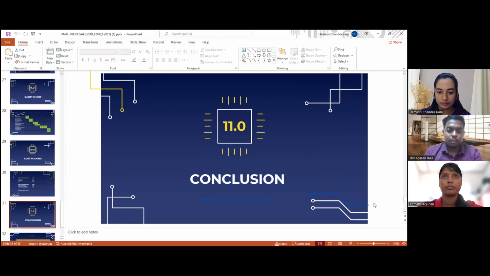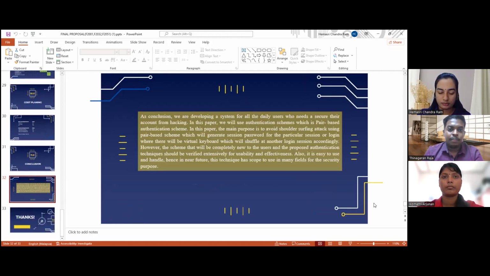Last but not least, the conclusion. We are developing a system for all daily users who need to secure their accounts from hacking. In this paper, we will use an authentication scheme, which is the pair-based authentication scheme. The main purpose is to avoid shoulder surfing attacks using the pair-based scheme, which will generate a session password for the particular session or login, where the virtual keyboard will shuffle at each subsequent login session.